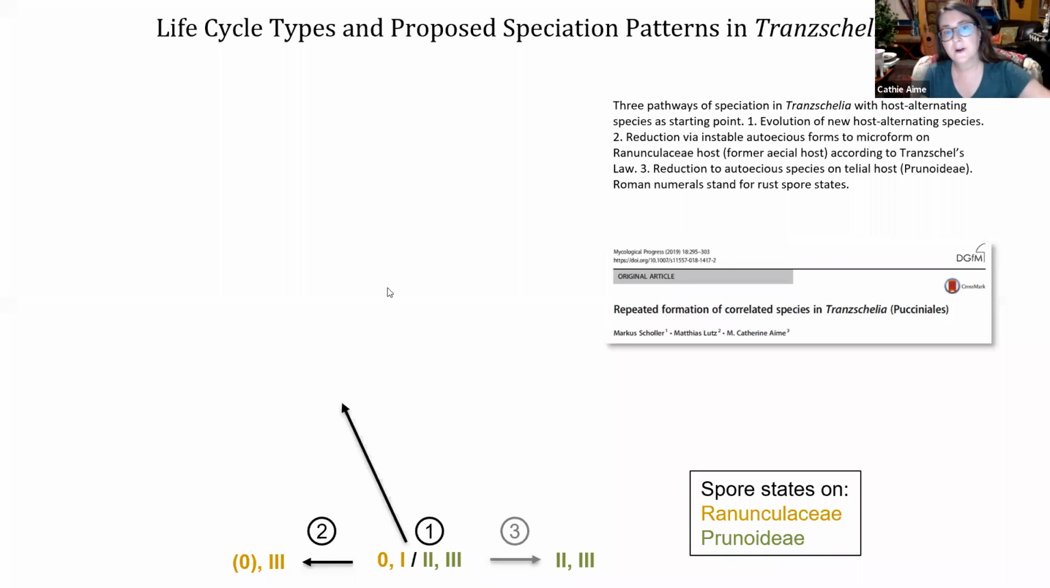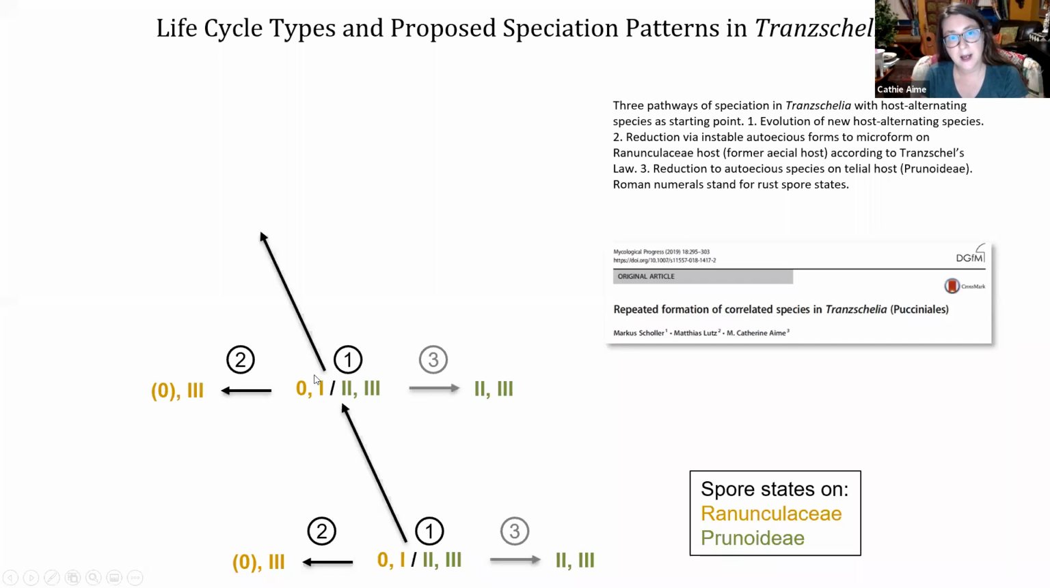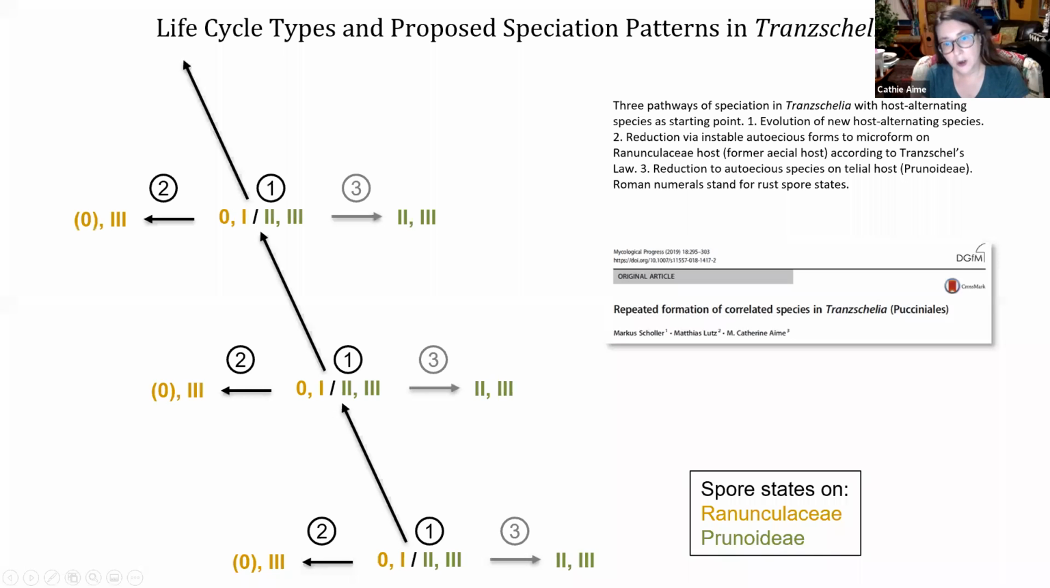So think about it. Here is what we've been talking about. This is a full cycled rust, and through time, you've got it co-evolving on the gametophytic host and little radiations on the sporophytic host, right? But this also leads to speciation in another direction. So in this case, this full cycled rust, if it loses this host, it can speciate and become a microcyclic rust on this host, as Tranzschel posited. So there's a whole new way for speciation to occur.